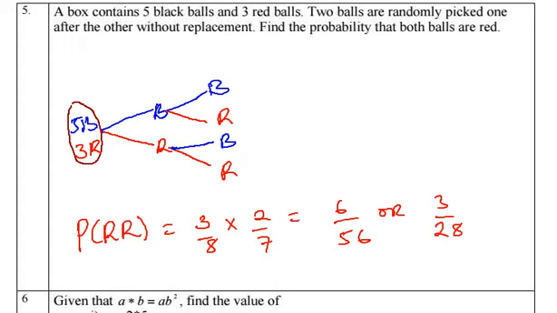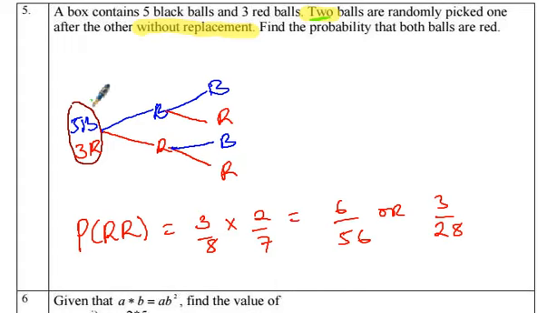We have 5 black balls and 3 red balls, and we are told that two balls are randomly picked one after the other without replacement. Now I want you to look at this seriously: without replacement. This simply means when you pick, you do not put back, and we must pick 2. Let's see how we can easily answer this question.